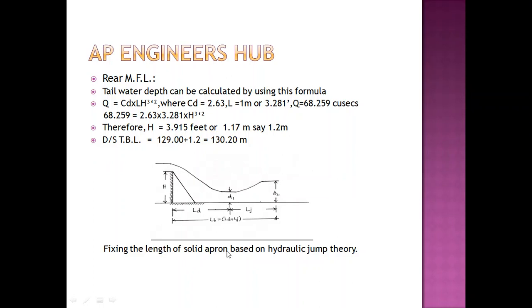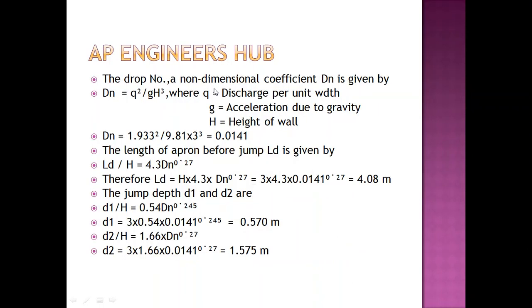Fixing the length of solid apron based on Heidelberg theory. This is the solid apron, here we have to provide it. The drop number D n, a non-dimensional coefficient, is given by D n is equal to q square by g h cube, where q is the discharge per unit width, g is the acceleration due to gravity, and h is the height of the wall. D n is equal to q square by g h cube, that means 9.81 for g, and h is 3, the height of the wall.